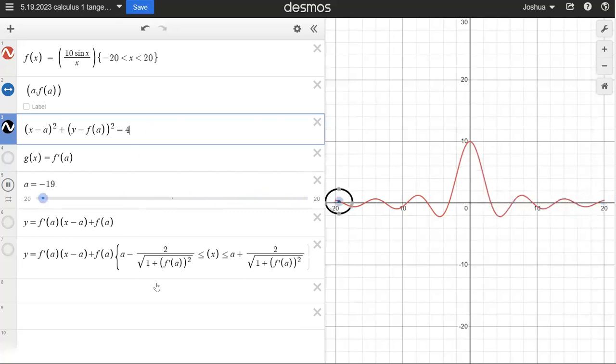And so I scaled it up to a radius of 2. You can see that the black circle is tracking around with the center point a comma f of a, and it has a radius of 2.